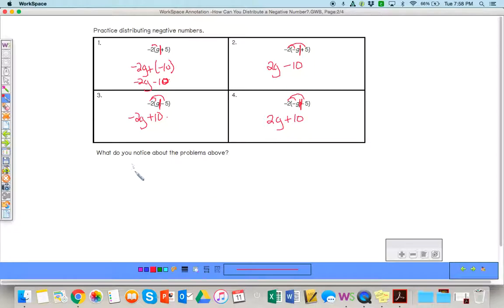So what do you notice about the problems above? Okay, so like I stated before, a negative number on the outside of the parentheses changes the sign of everything on the inside of the parentheses.